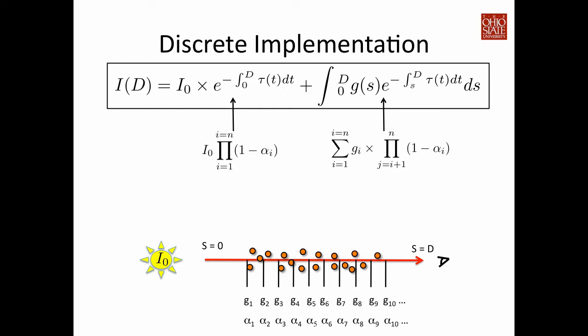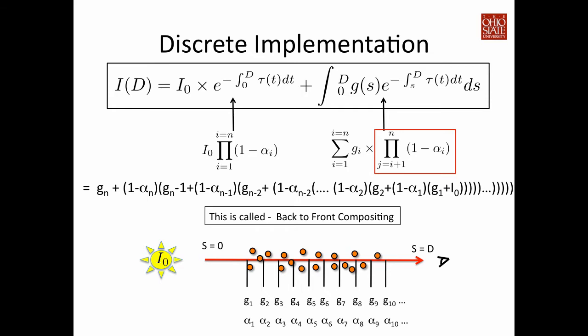Now, what you can see is that for every particle Gi, you need to multiply by a sequence of 1 minus alpha i for the particles in front of it. So there's a lot of repeated multiplication of 1 minus alpha i. So an efficient implementation of this is to write this in this nested form.